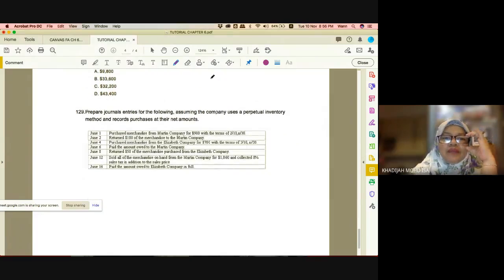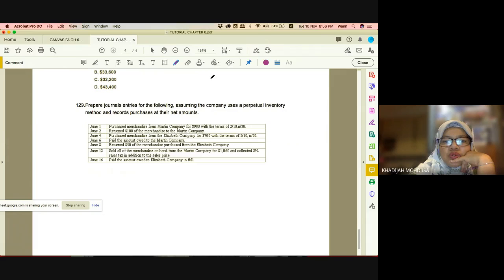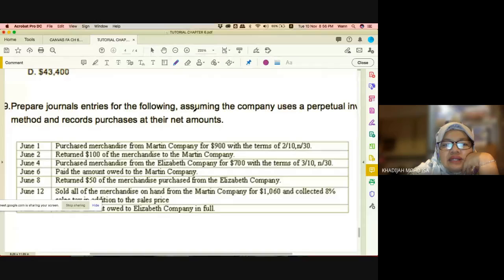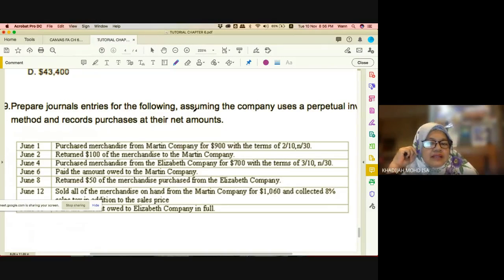Okay, and then prepare journal entries for the following, assuming the company uses a perpetual inventory method. And then you have a return, and then you purchase from Elizabeth Company, return 310 net 30, paid the amount owed to Martin Company, return 50, sold all the merchandise on hand from Martin.